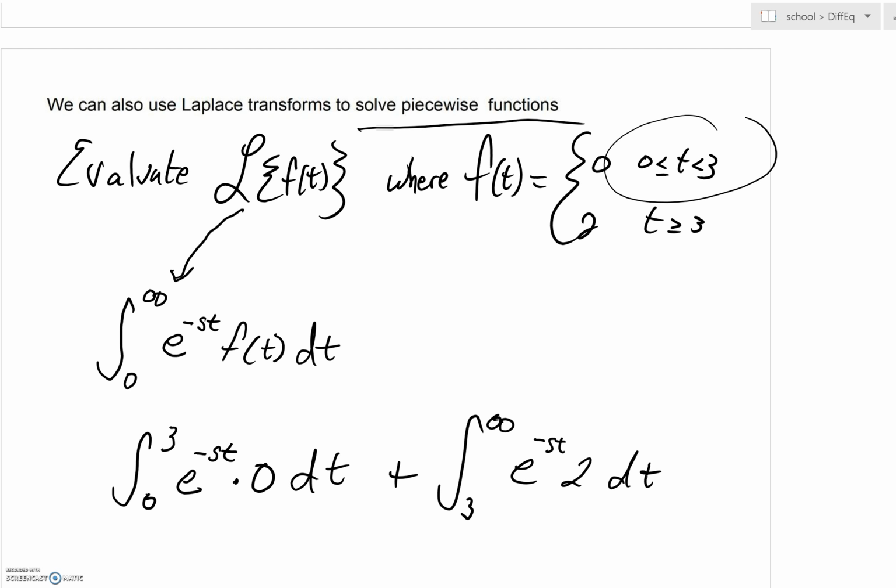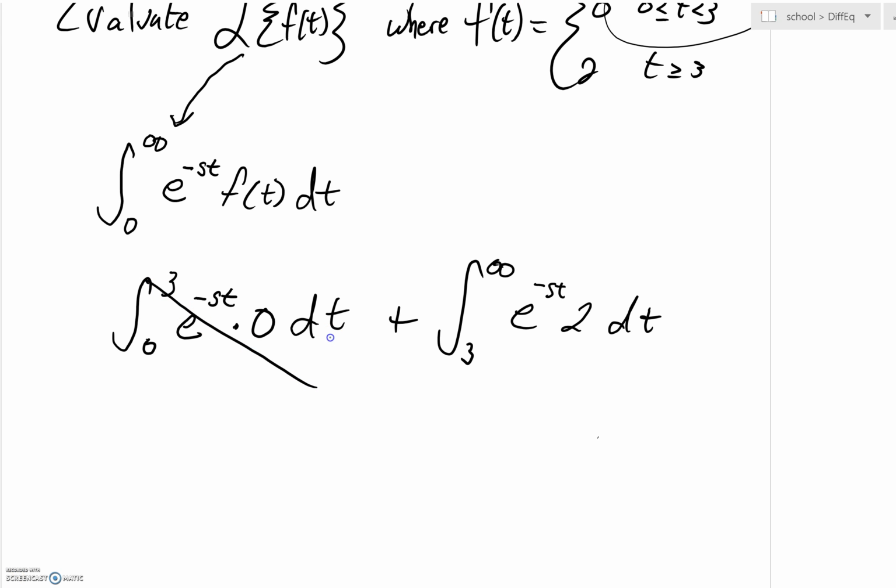Please realize I cannot use my shortcut that we had, the Laplace transform of k being k over s. It's so tempting to say, hey, it's 2 over s, we're done. No, the Laplace transforms that I'm asking you to memorize go from 0 to infinity. 0 to infinity. Okay, so like I said, this first integral is going to be gone.